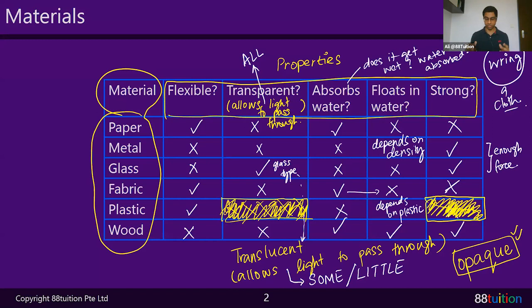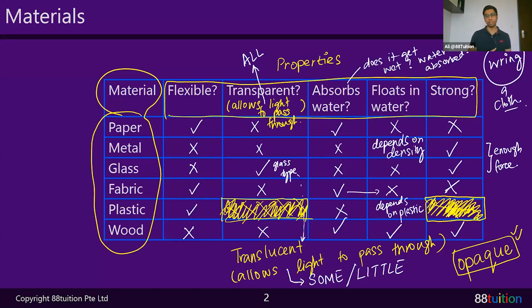So that's why I asked you about the plastic bags. Take a plastic bag, try to look through it. You can actually see your mother or father on the opposite side as a very, very hazy figure because there's some light passing through it. So it's actually translucent, and it depends on the plastic bag. Again, it depends whether you went to Cold Storage, NTUC, or the shop below your building. It depends on the plastic bag we use. Okay, so now you get the idea.